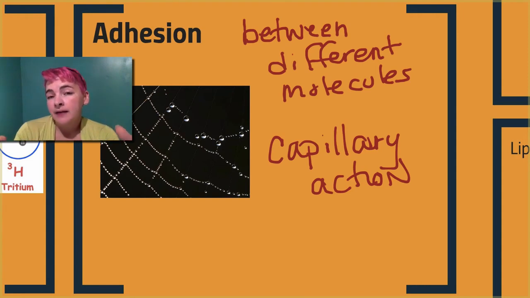If you have a plant, plants get all of their water from the soil. There is a tube running from the soil up to the top of the plant. The water will climb up that tube using cohesion and adhesion. So it will stick to itself and it will stick to the side of the tube, nourishing the plant from bottom to top.